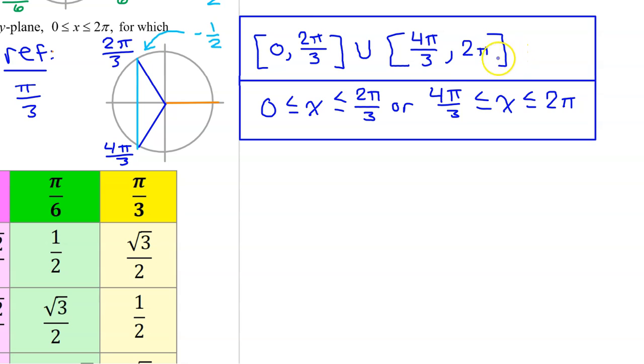Here's your final answer written in interval notation and as an inequality.